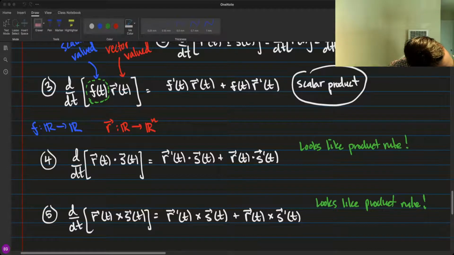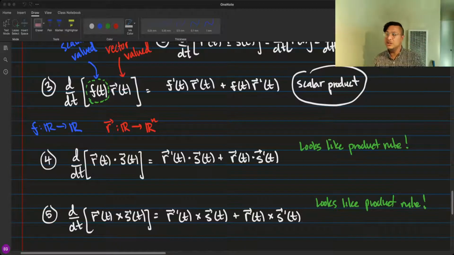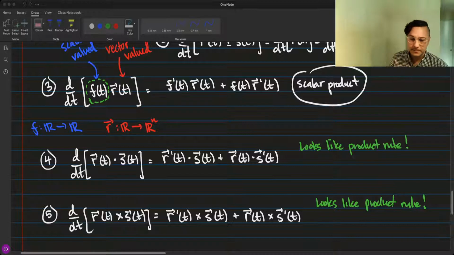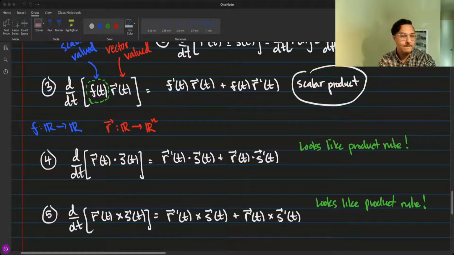What do you get? Or like, what should they remind you of, these rules?